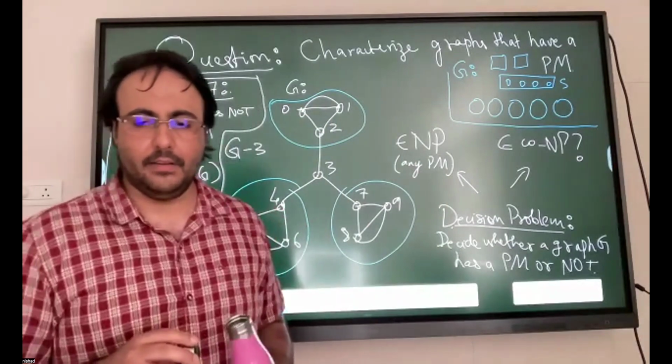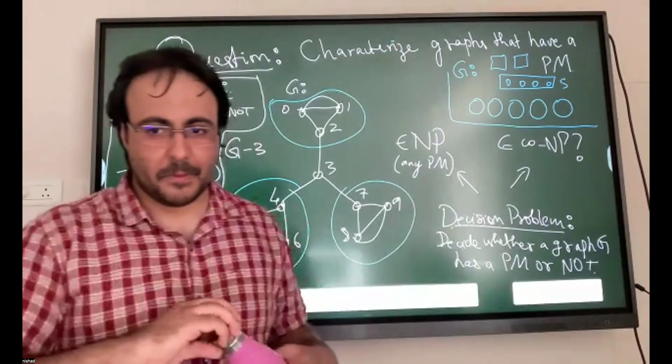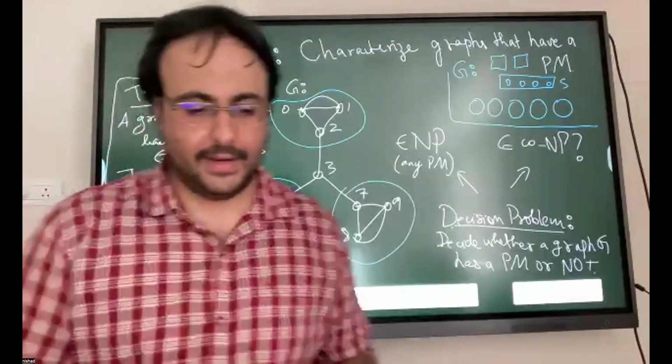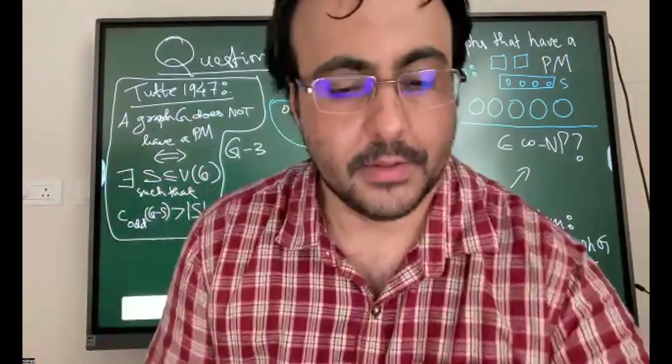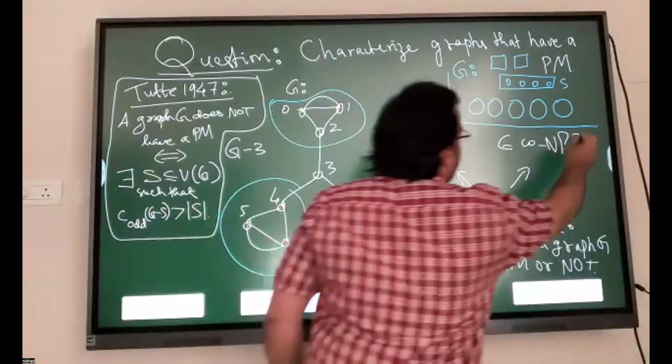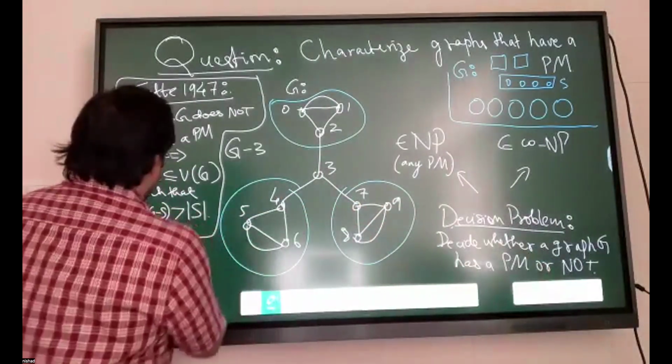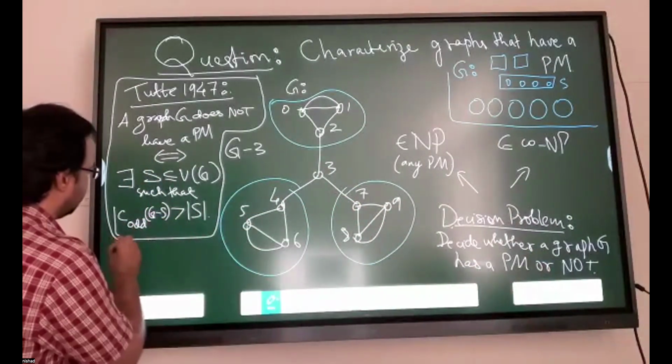Yes, what does yes mean? Witness is the bad set. Yes, sure. Okay. So Tutte's theorem basically puts the problem in co-NP, right? And the witness is the bad set. Bad set meaning a set that satisfies this condition.